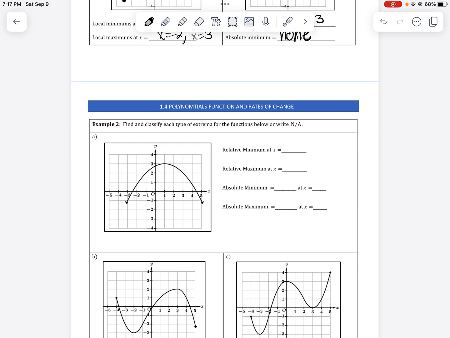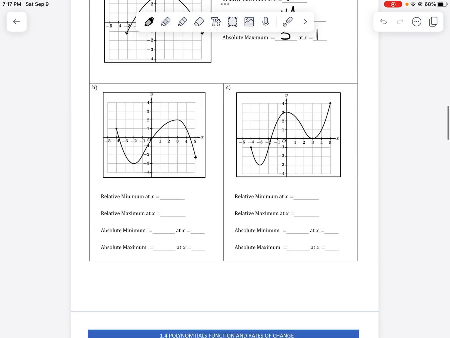So if we take a look at this next one, is there a relative minimum? Well, it keeps going lower and lower, so there's not a relative minimum. And there is a relative max right here at x equals 1. There's no relative minimum. But our absolute maximum, the absolute highest point, is right here at 3 at x equals 1.